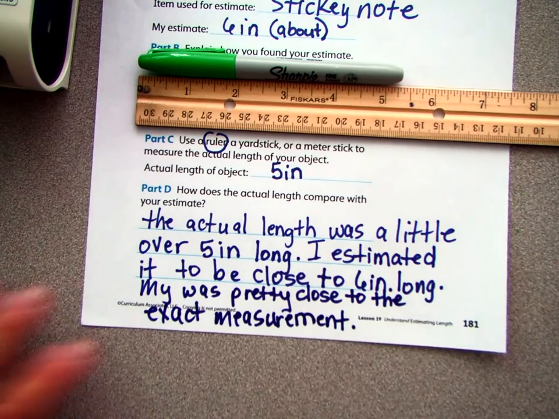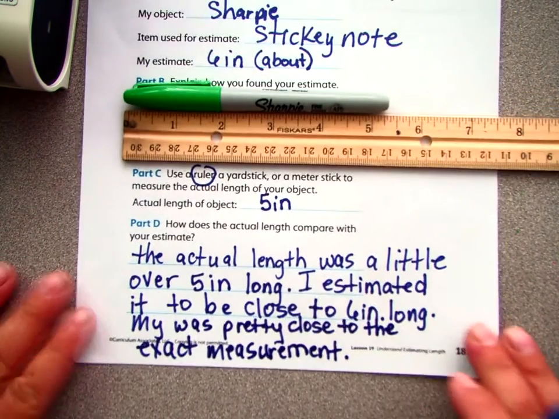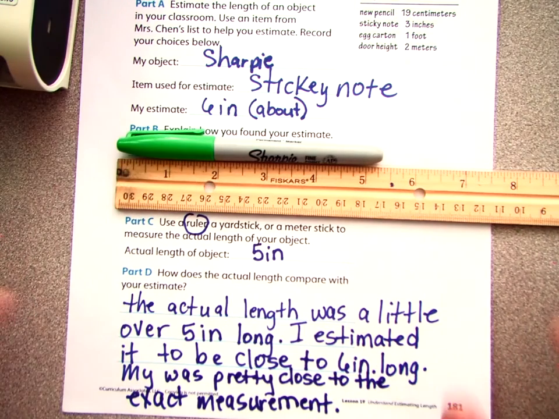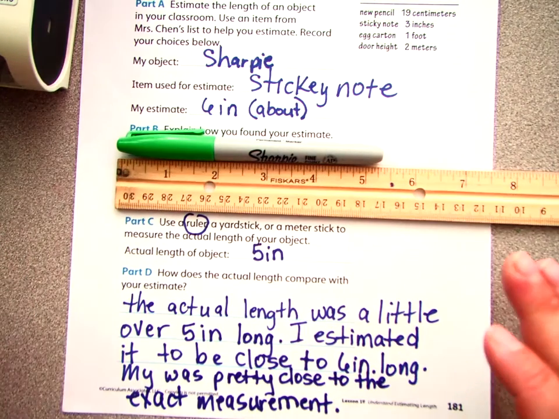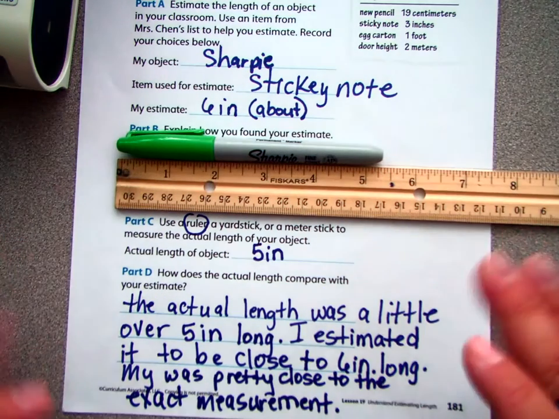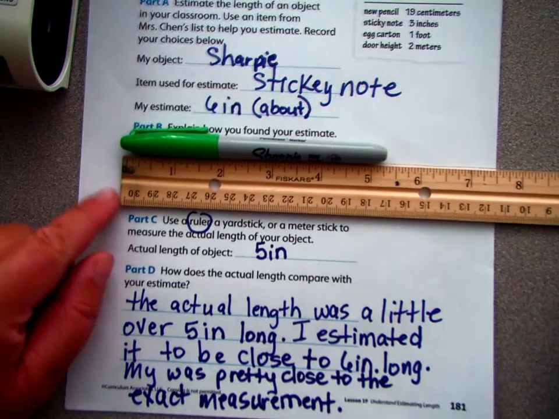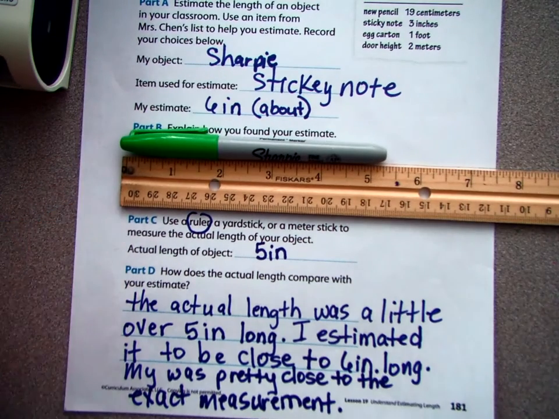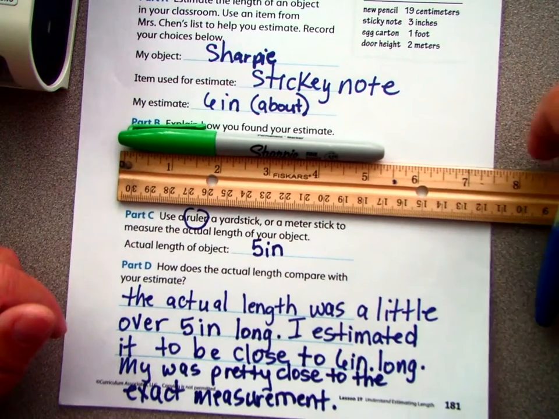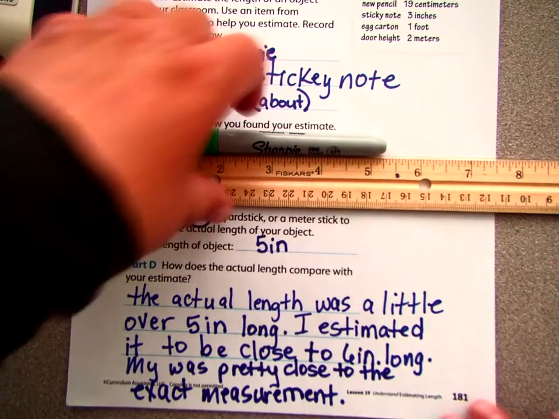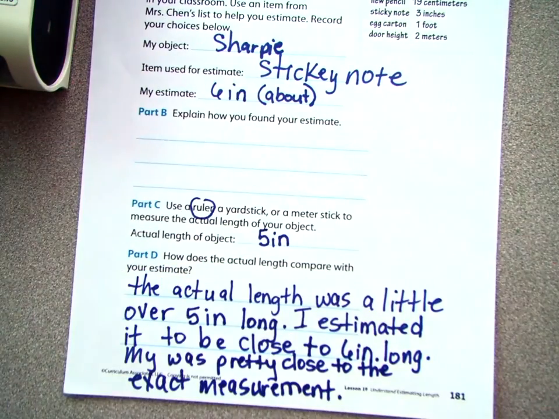Alright guys, so that's how you use estimation. Estimation, like I said, is just like your science, a hypothesis, based off of what information you have and what you already know. Okay, it's not an exact measurement. An exact measurement, you actually take a tool, a ruler, a meter stick, yardstick, tape measure, and actually measure it out. Okay?